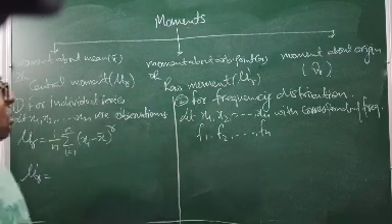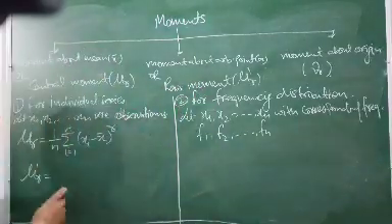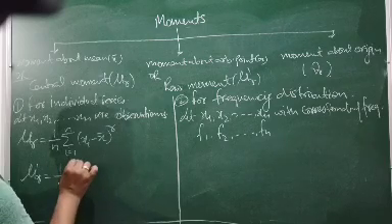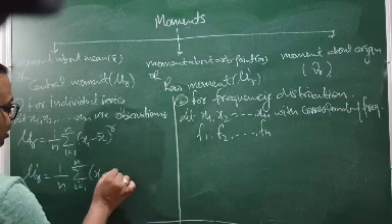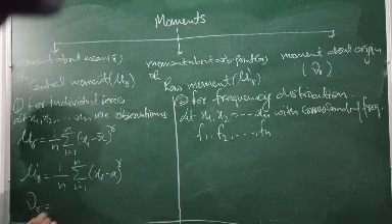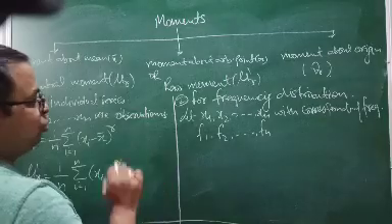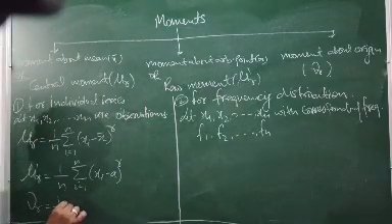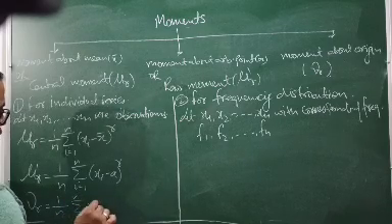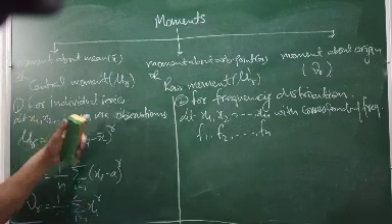Mu dash r means the rth moment about an arbitrary point or rth raw moment. This is defined as 1 upon n summation i varies from 1 to n of (xi minus a) to the power r. And the last one is nu r, the rth moment about origin, defined as 1 upon n summation i varies from 1 to n of xi to the power r. These are the formulas for the individual series.